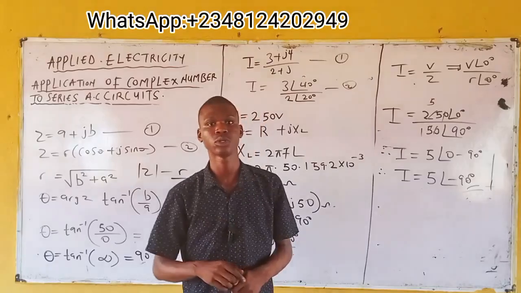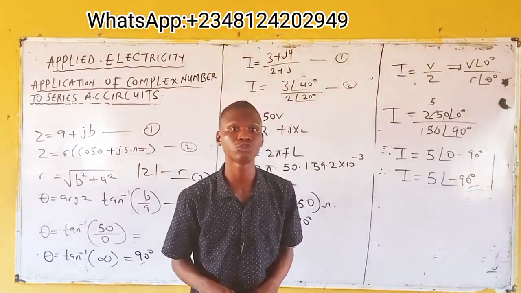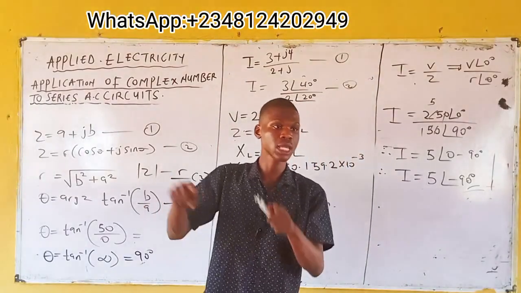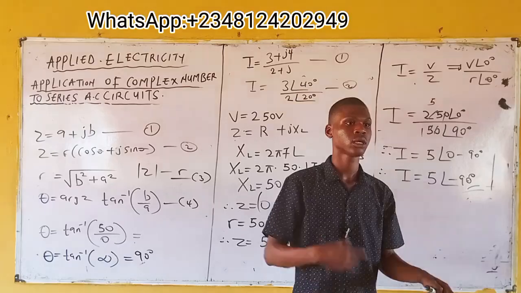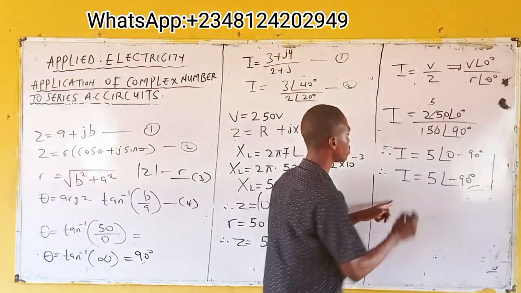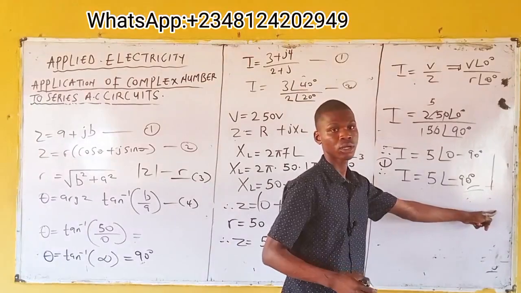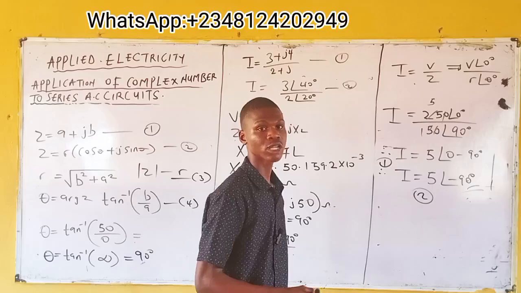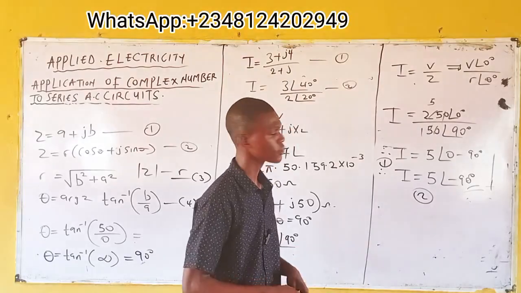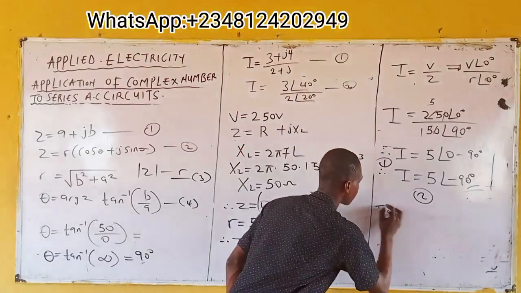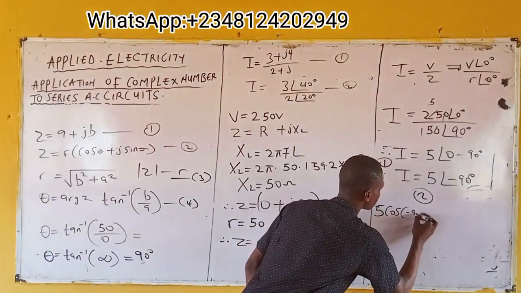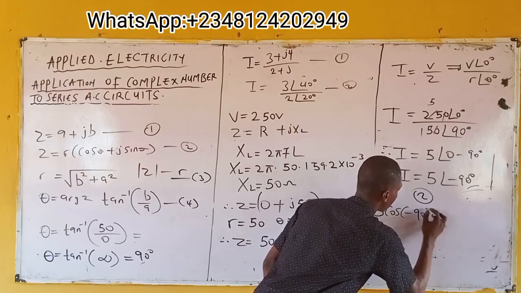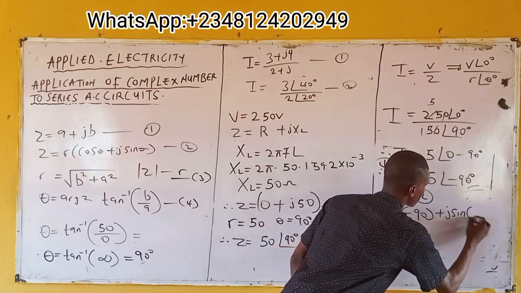We've answered question 1. Question 1 says calculate the current flowing through 1.592 millihenry in polar form and rectangular form. So this is question 1. This is the polar form. Now to rectangular form, what do you do? To rectangular form, what are you going to do? 5 cos minus 90 plus j sine minus 90.